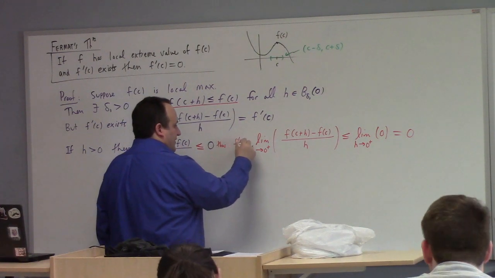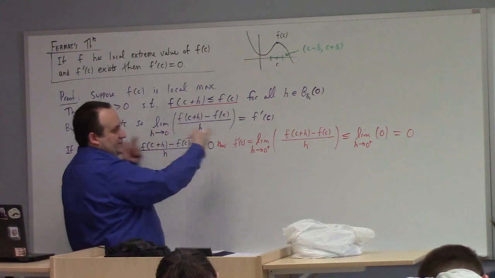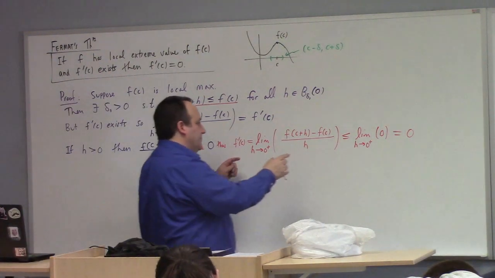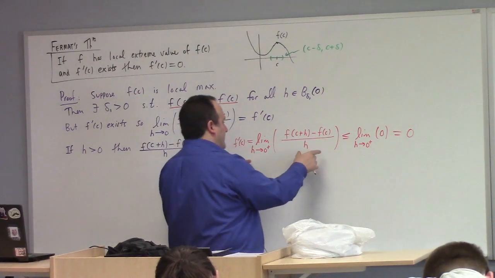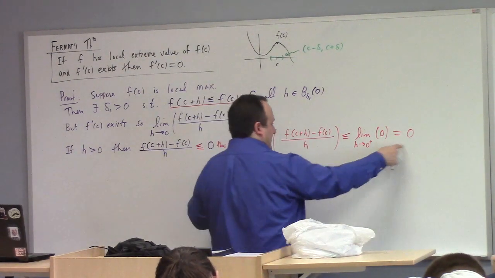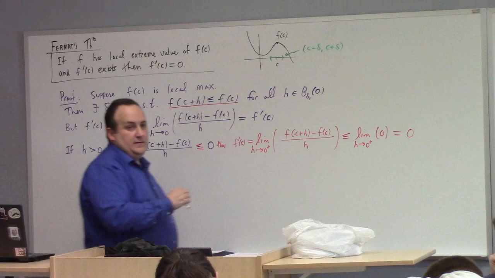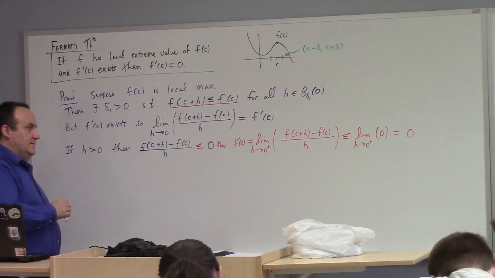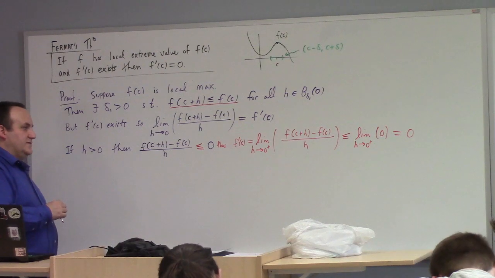F prime of c has to be equal to the left and to the right limits. But then, by the squeeze theorem, I have that this is less than or equal to that. So that gives me f prime of c equals 0.